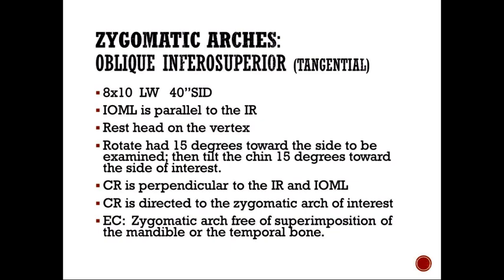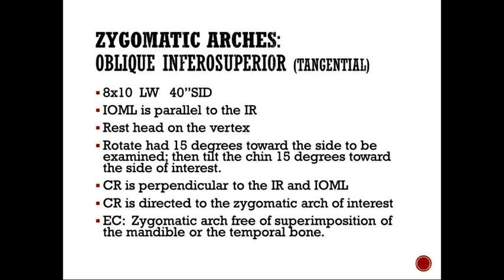When we're talking about zygomatic arches, we'll start here with the oblique infero-superior or the tangential. You can see that we'll start with an 8x10 lengthwise collimation at a 40-inch SID, but we will be adjusting that collimation to a smaller amount as we center on the affected side. So the infraorbitomeatal line will be parallel to the image receptor. The head will be resting on the vertex, and we'll be starting with that submento vertex position, and then we'll intentionally be rotating and tilting to get that zygomatic arch in profile.